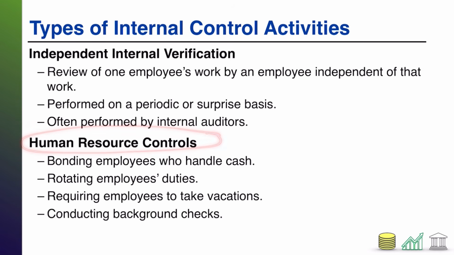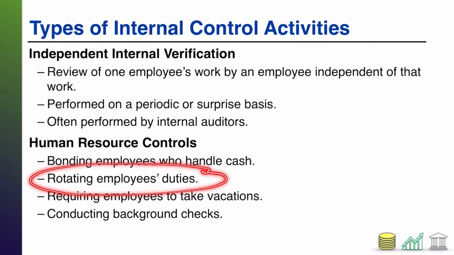Last up, human resources controls. So human resources controls involve bonding employees who handle cash. If you've never heard of the word bonding, that's just a way of basically taking out an insurance policy against that employee stealing the cash from you.